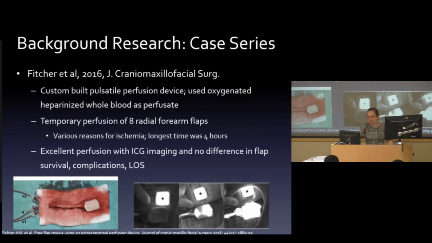One, arterial thrombosis. Two, these are neck surgeries, so often these patients have been radiated, the recipient vessels are not what you thought, there's a need for a vein graft that you didn't expect, and other reasons. But the longest ischemia time that they had was about 4 hours.